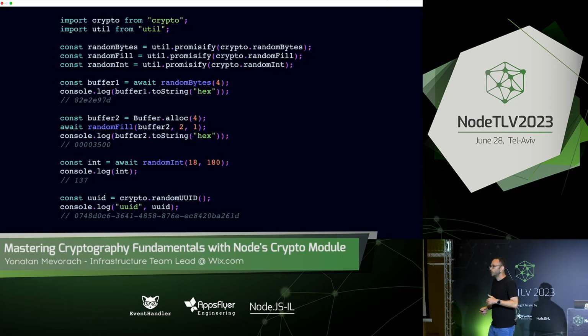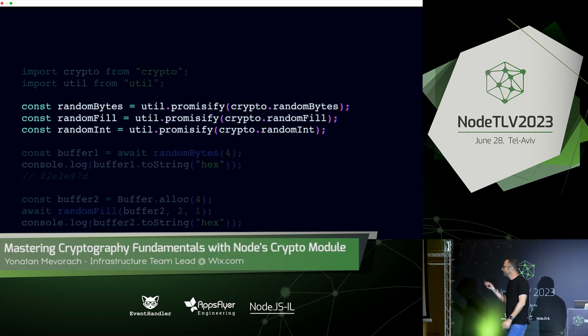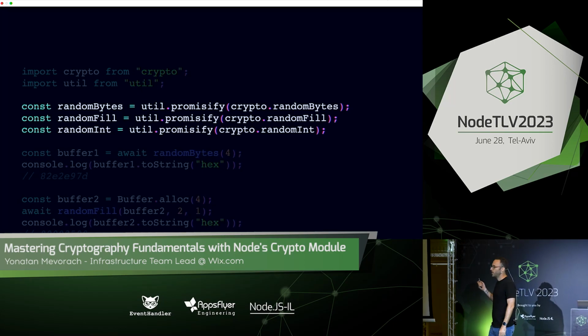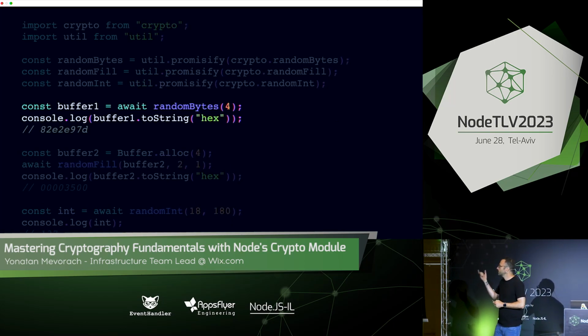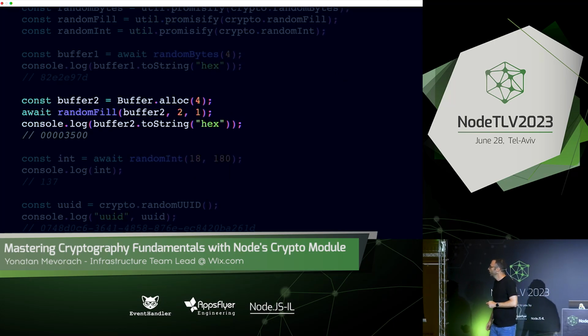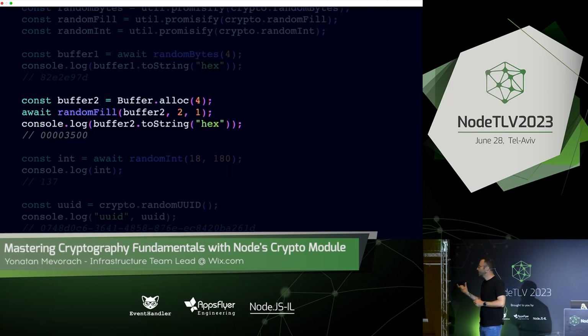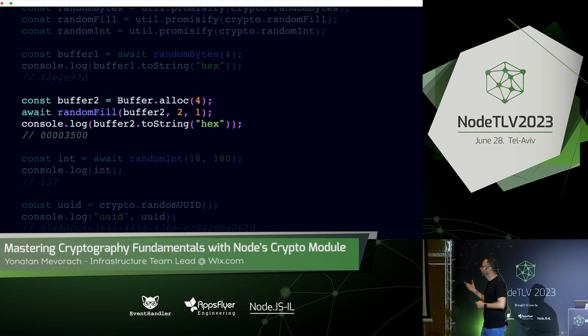Luckily, we have other ways of generating random data inside the crypto module itself. All of the async APIs here are callback based, so you need to call promisify on them if you want to work with promises. So let's go over them. We already saw randomBytes, given a number of bytes, returns a buffer of that size with random data inside. We have randomFill, which takes an existing buffer and either fills all of it or a subset inside with random data.